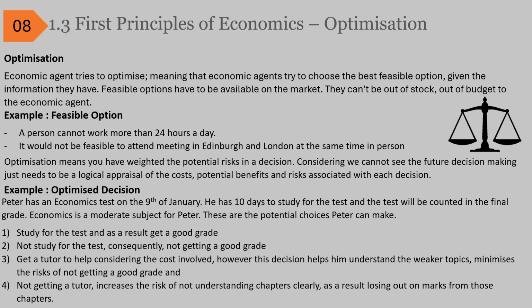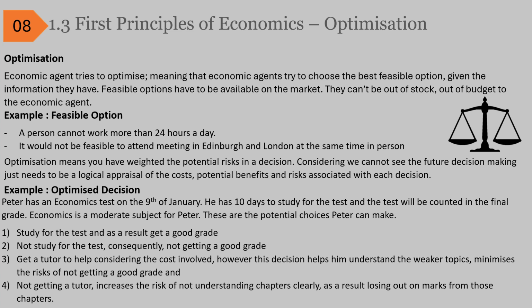So the first one is study for the test and as a result get a good grade. Not study for the test and obviously not get a good grade. Get a tutor to help him with the subject, but you have to look at the cost involved. However, the benefit would be that the tutor helps him understand his weaker topics, minimizes the risk of not getting a good grade. And obviously, the decision of not getting a tutor does increase the risk of not understanding the chapters that he's not good in, and thus losing out on marks from those chapters because he hasn't got a clear understanding of it.